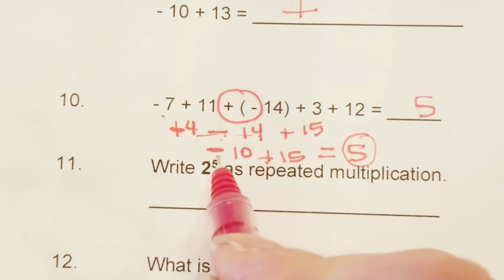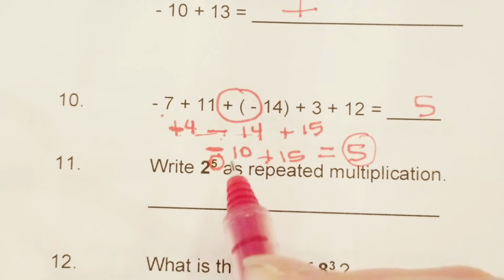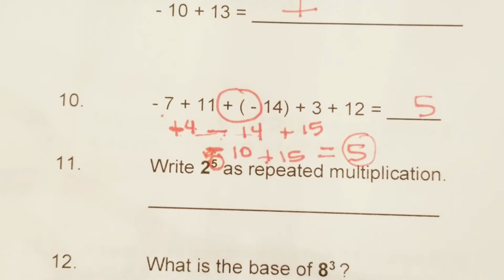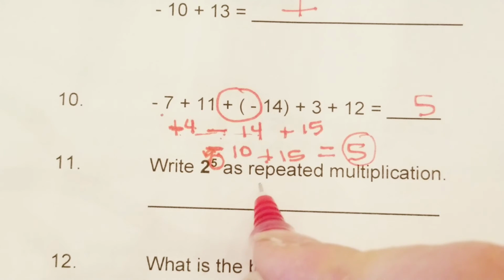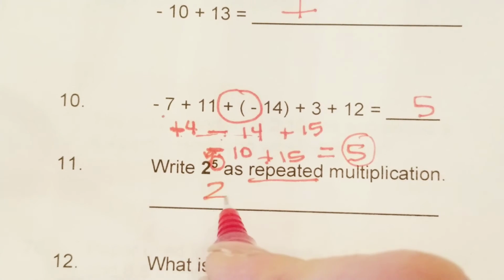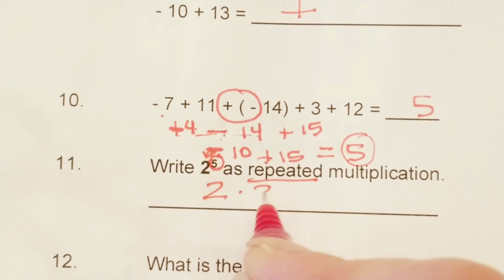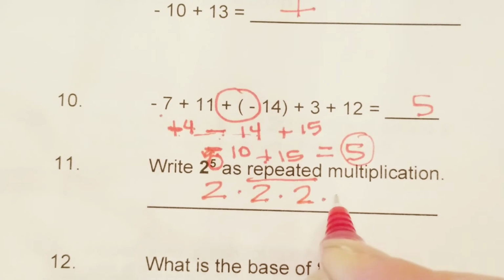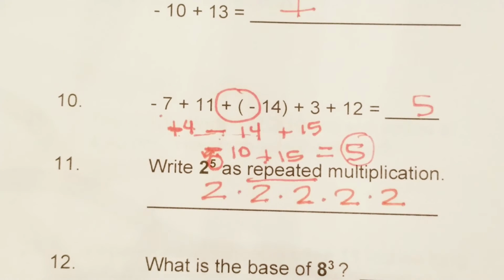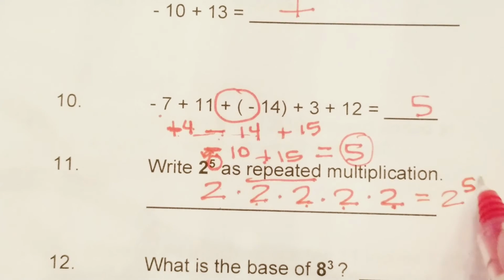Next, 11. Write 2 to the 5th power as repeated multiplication. So this exponent tells me how many times I am going to multiply the base, okay, of 2. So in repeated multiplication, you're just going to simply write 2 times 2 times 2 5 times. And that's what repeated multiplication looks like. So 2 times 2 times 2 times 2 times 2 can be written as 2 to the 5th power.